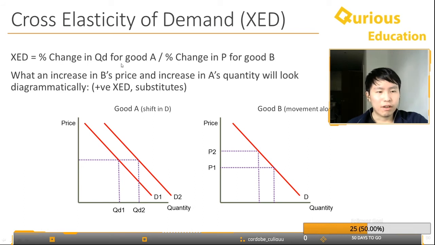Okay, so if we want to draw XED and its effects on an economic diagram, we can look at the two diagrams here. So we've got good A and we've got good B. And let's put on some names as well. So we've mentioned that, say, the price of good B decreases, say fountain pens.